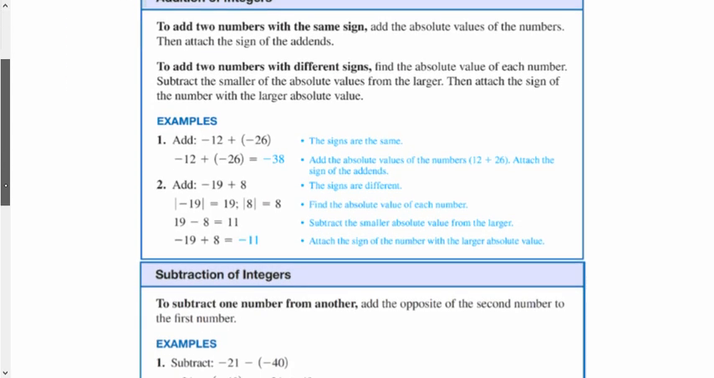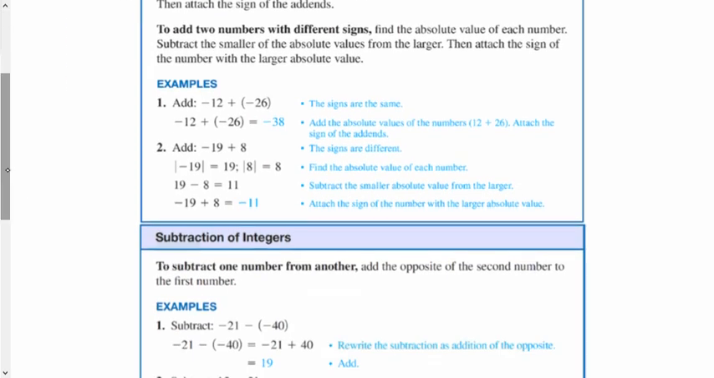The rules are the same for decimals as they are for integers. Whenever you add numbers with different signs, it's like subtraction, and then you keep the sign of the one that has the larger absolute value. So in this case, 19 is larger than 8, so we'll keep the sign negative. If you're adding numbers that have the same sign, you just keep the sign.